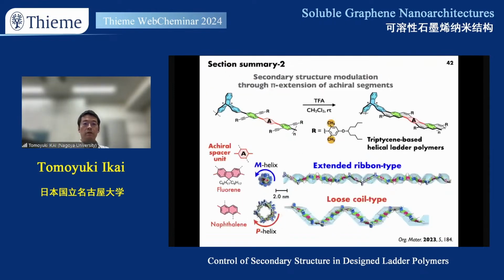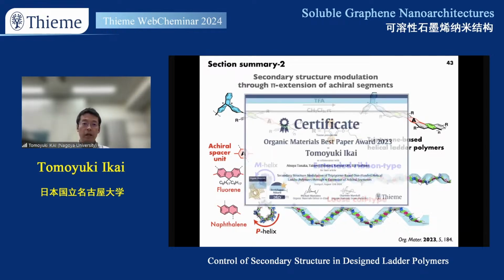Okay, so I will sum up this project. We demonstrated that the handedness and helical geometry of this polymer can be modulated by incorporating a simple achiral spacer unit into the polymer backbone as a third monomer component. It's a great honor to receive the Best Paper Award for this study. Thank you very much.